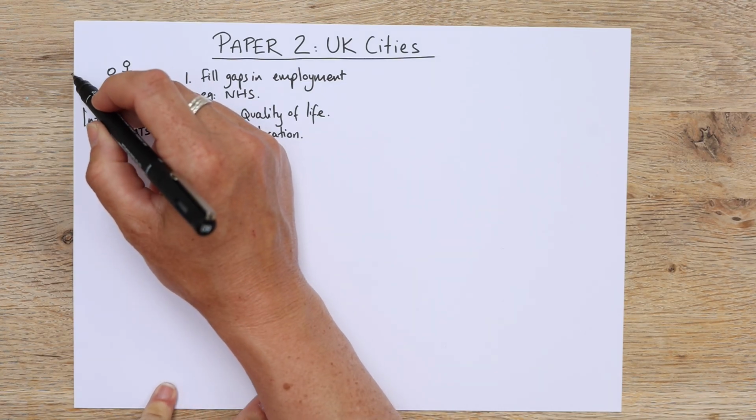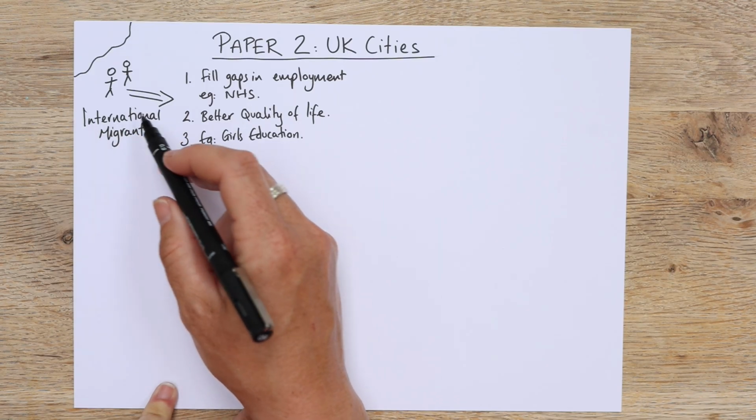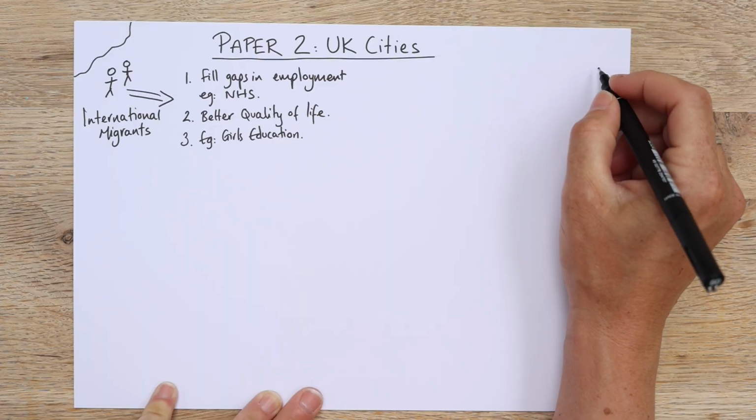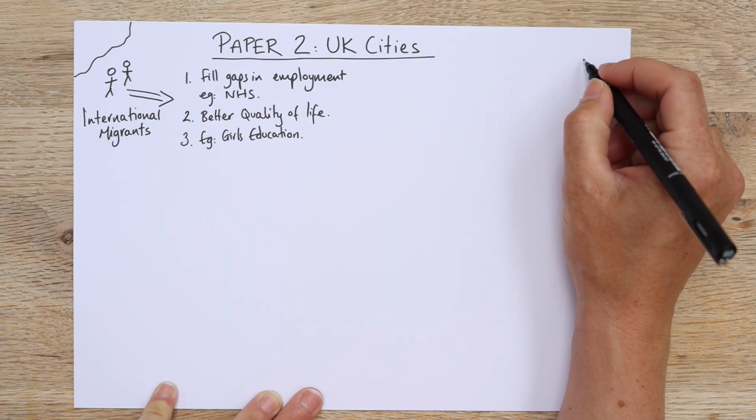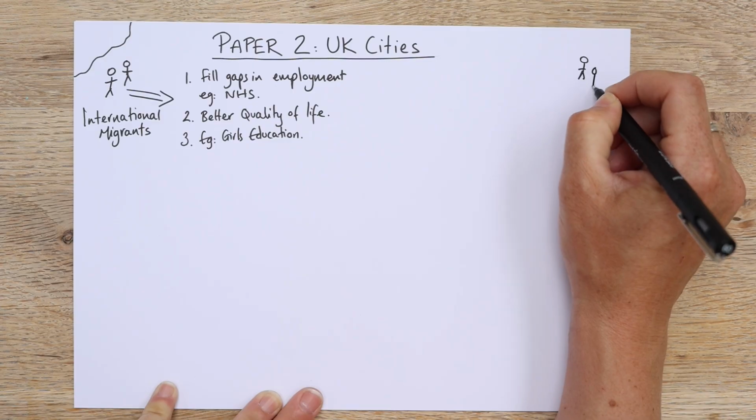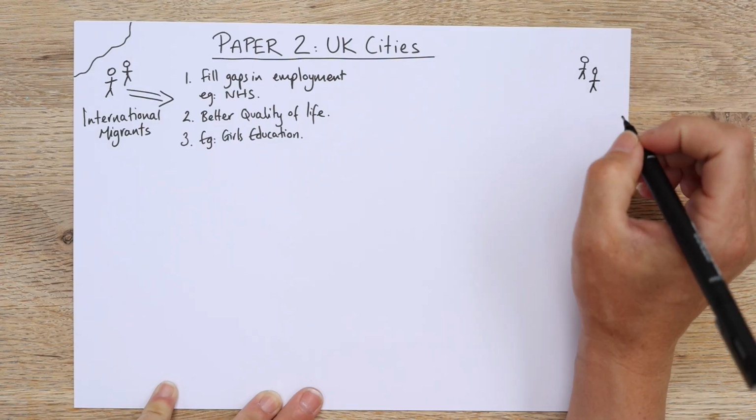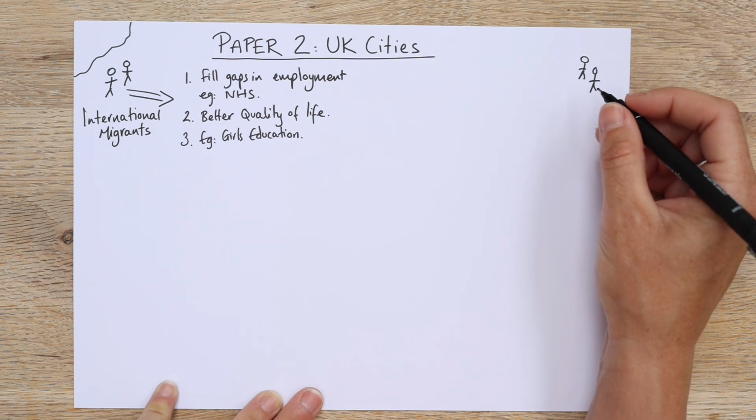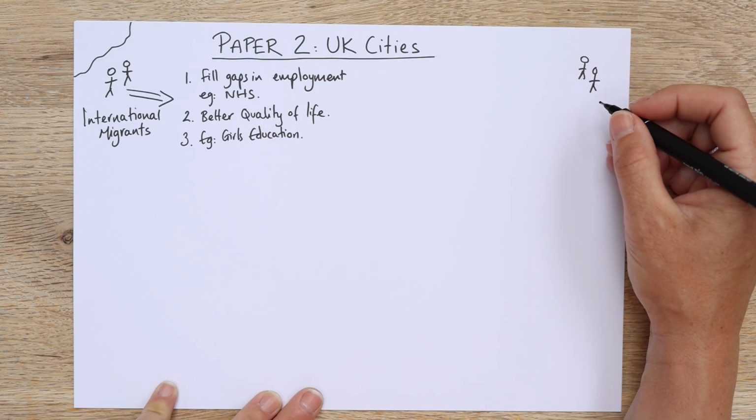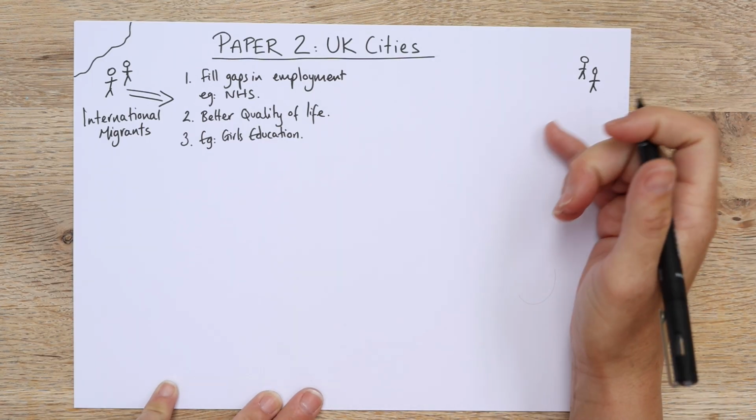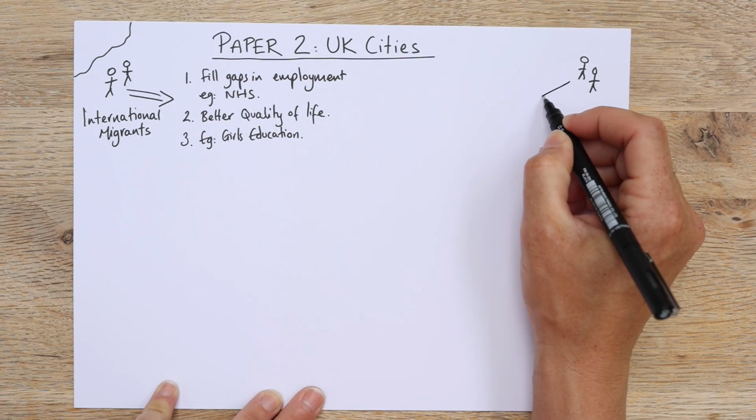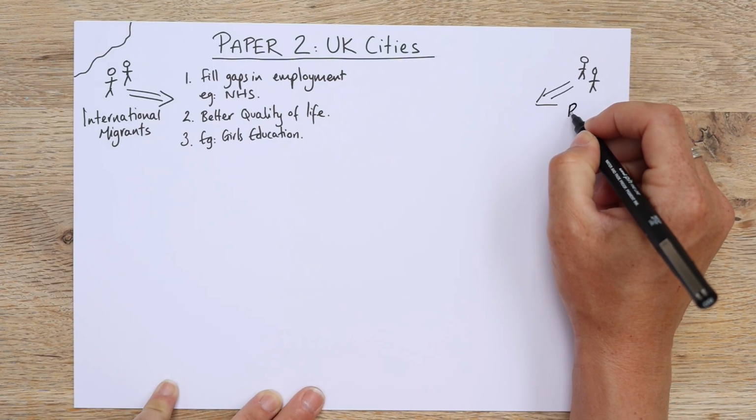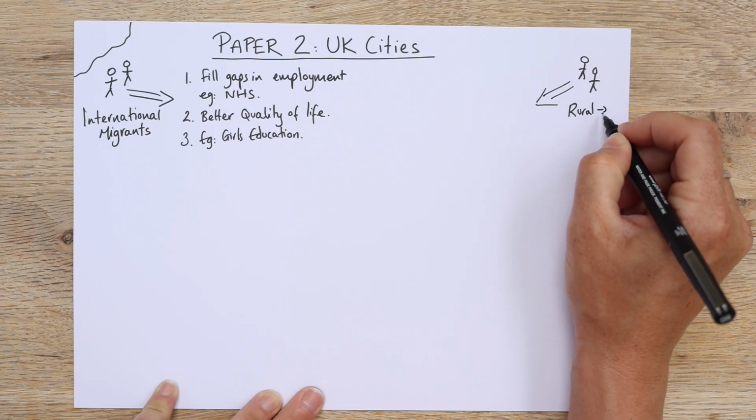Now, you've got the international migrants that are coming to the UK, but over here we're going to have some more people. So if we just draw a couple more stick people. Now, these are our national migrants. So these are people who say live in the countryside of the UK, in rural areas, and they're moving to cities. Now this is still a big deal. Okay, so if we put rural to urban migration.